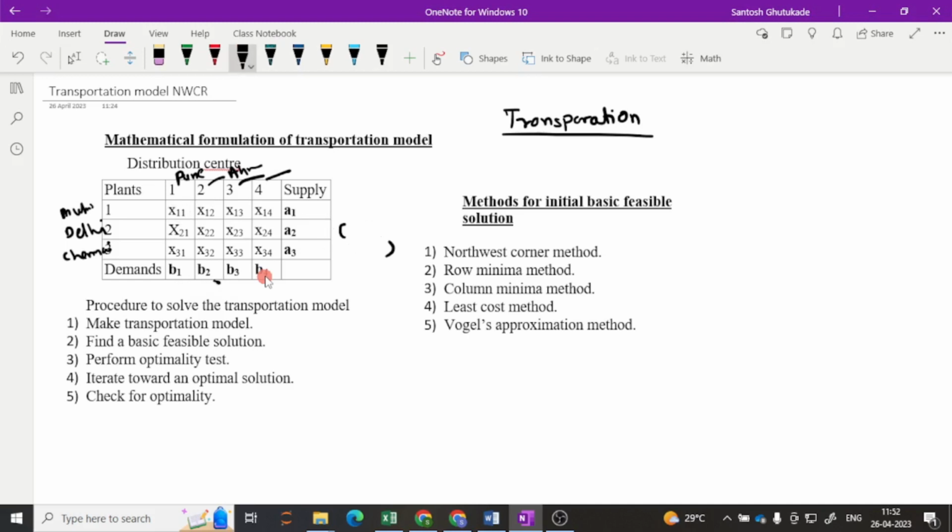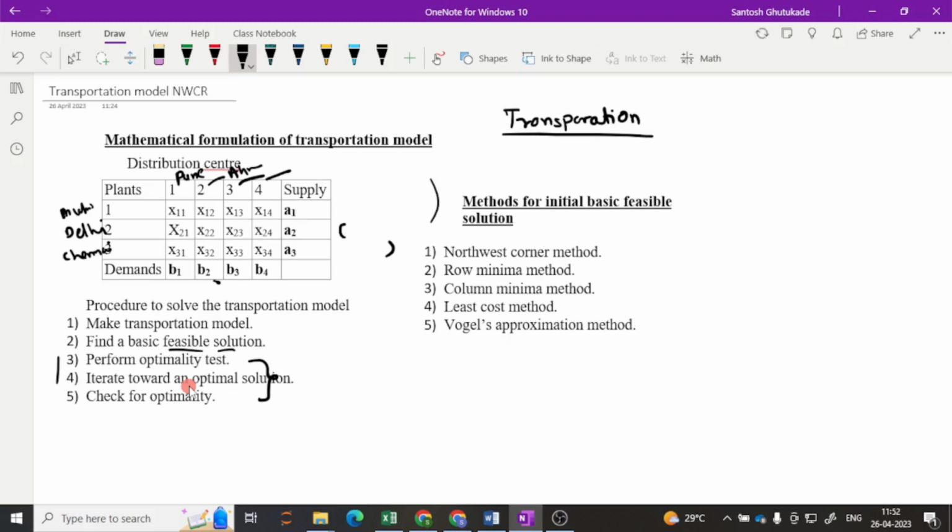Here is the procedure to solve the transportation model. The first step is to make the transportation model. We have to prepare a mathematical formulation, then find a basic feasible solution by any method. There are a number of methods for the basic feasible solution, we will see them one by one. Then perform the optimality test, iterate toward an optimal solution and check for optimality. These three steps we will see in upcoming lectures. Today we will see how to make a transportation model and find a basic feasible solution.